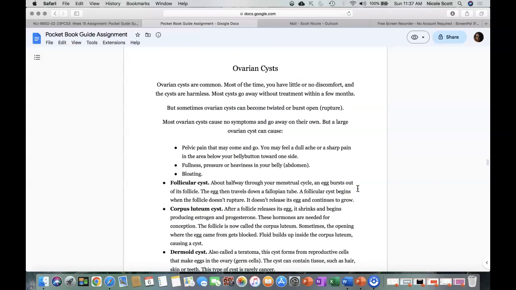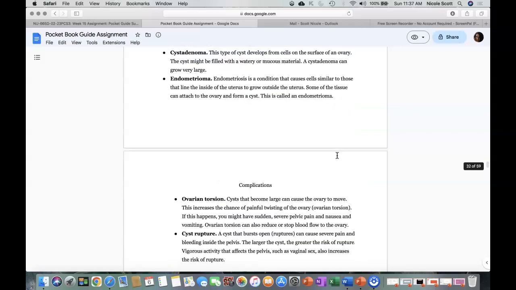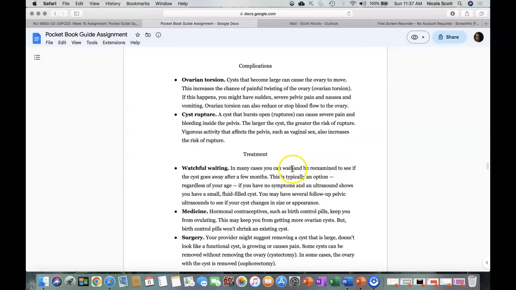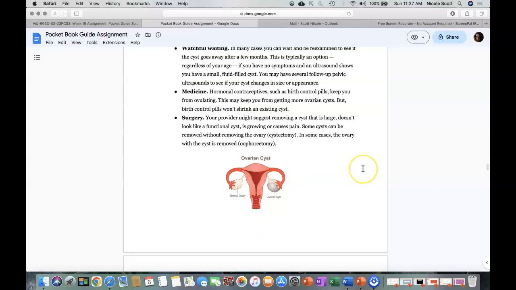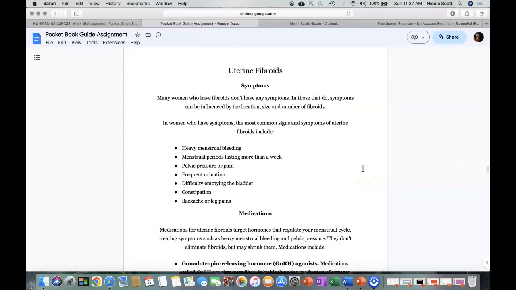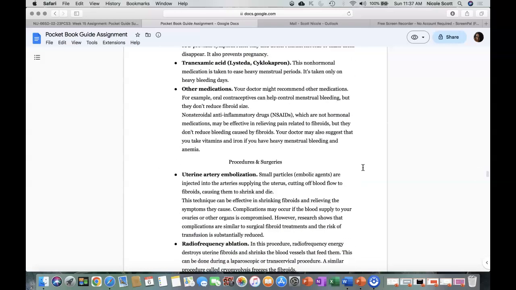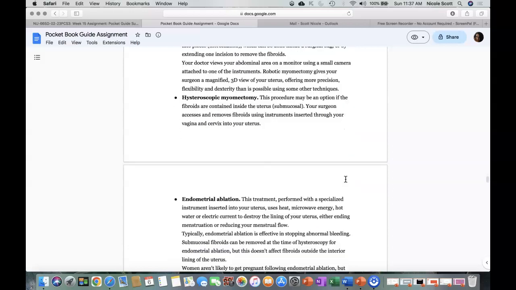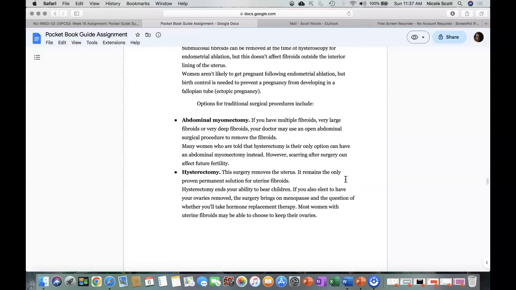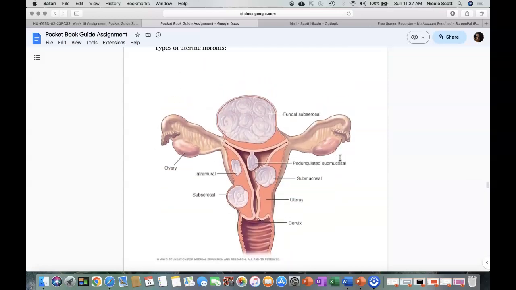Ovarian cysts, same thing, symptoms, how this starts, complications that could occur, torsion, rupture, along with treatment, and then again a picture here. Fibroids, same thing, so symptoms, medications, how we treat this, surgeries as well for this, ablation, traditional surgical procedures. And then we have the types here, like this picture.